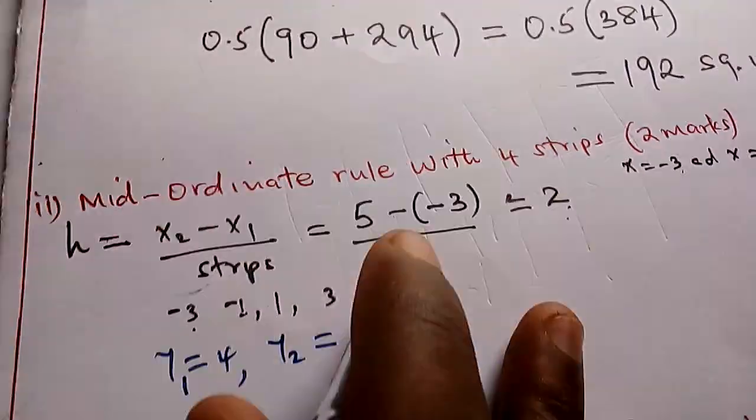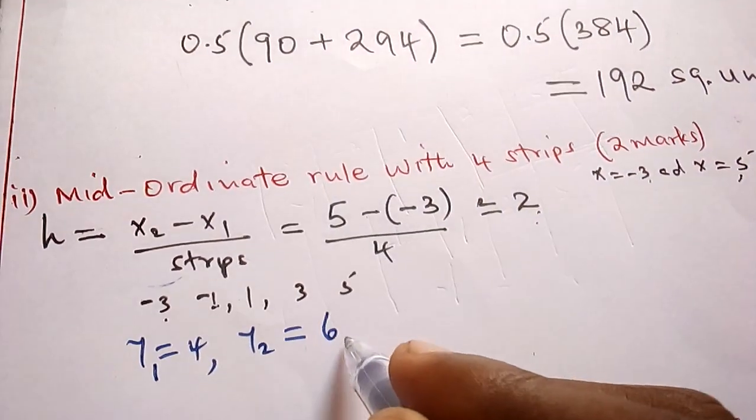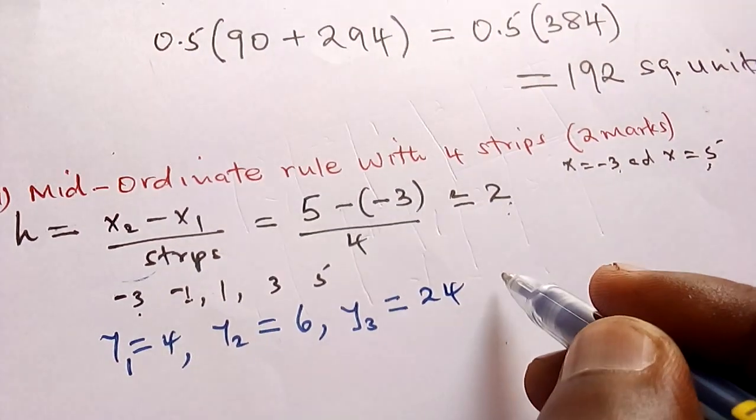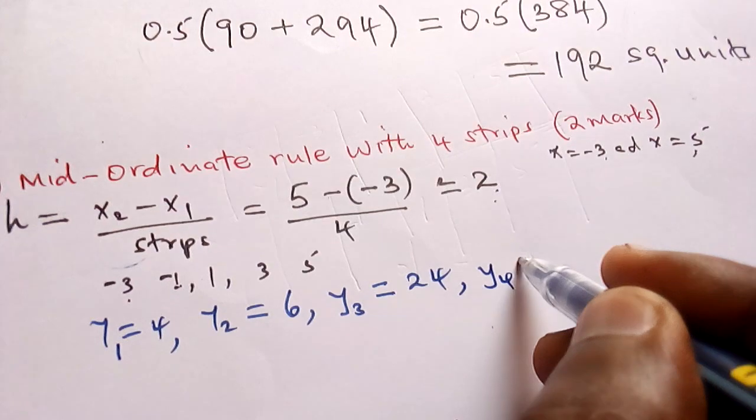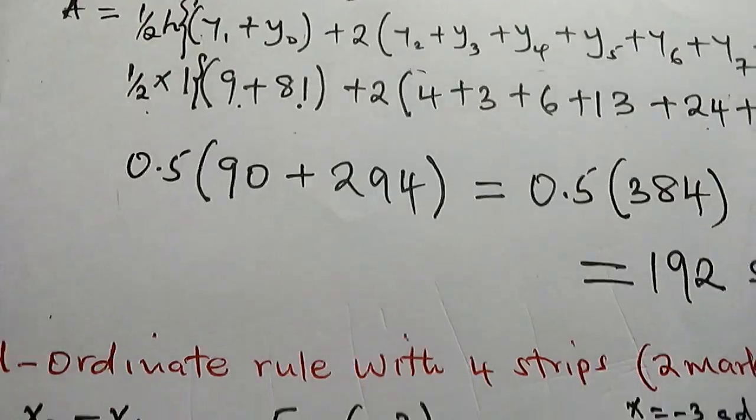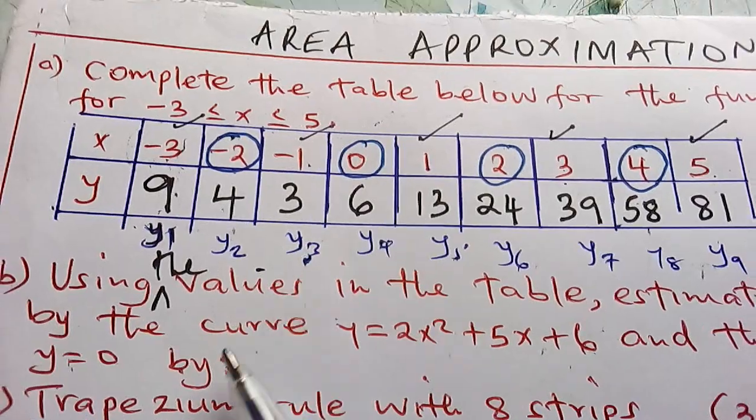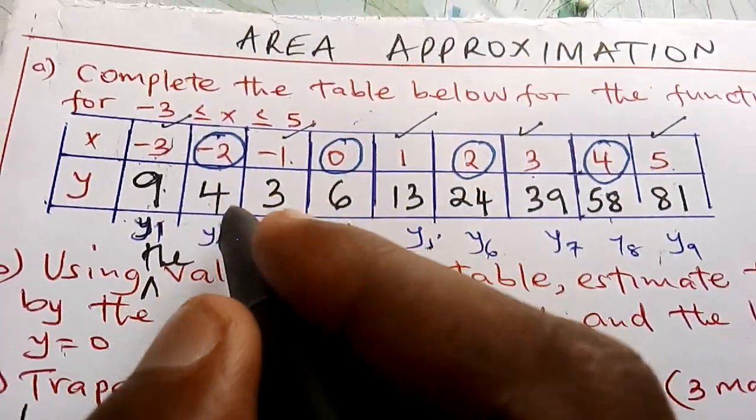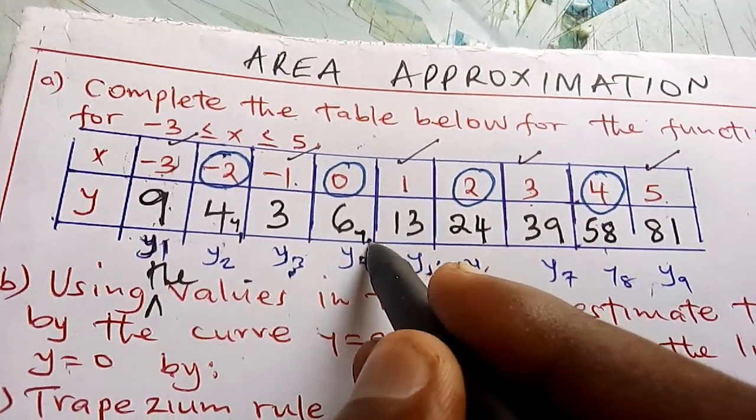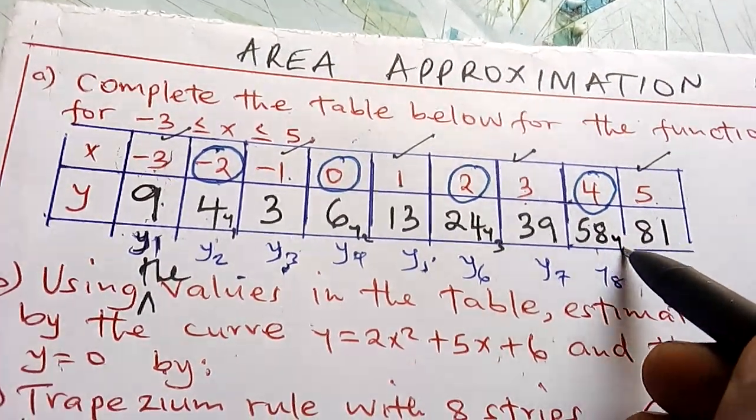y2 will be 6. y3 will be 24. Then y4 will be 58. So y1, as you can see, for mid-ordinate rule will be 4. Then y2 will be 6. Then y3 will be 24. Then y4 will be 58.